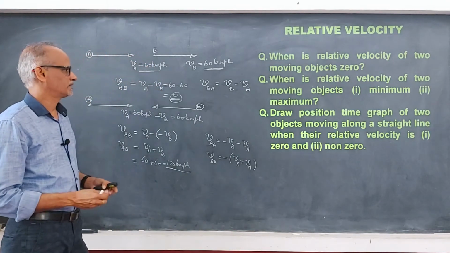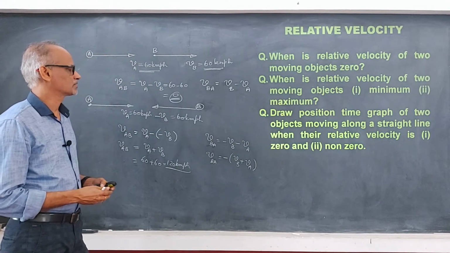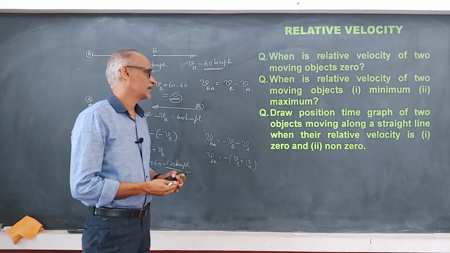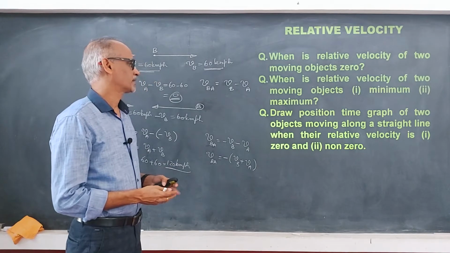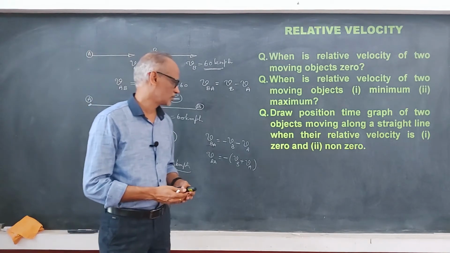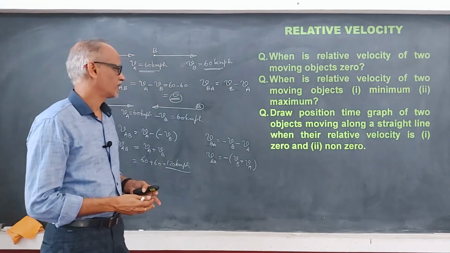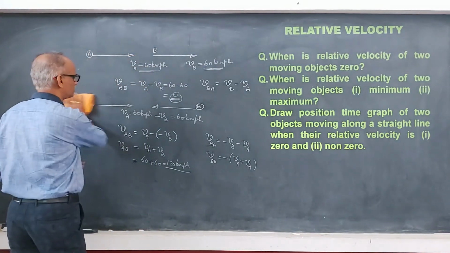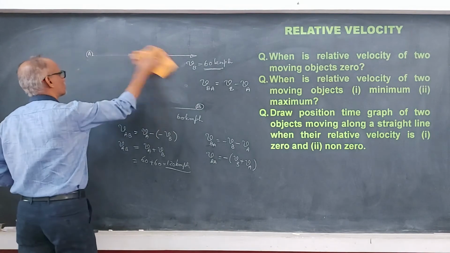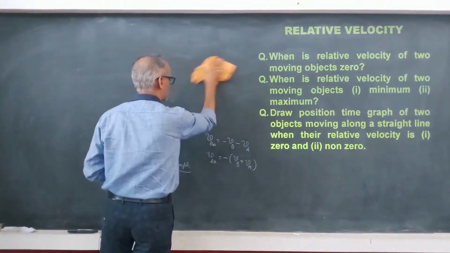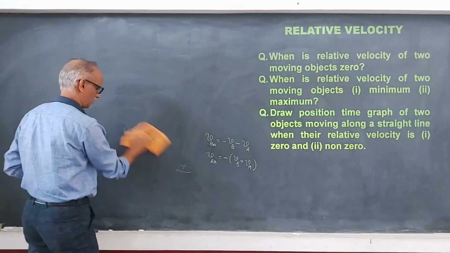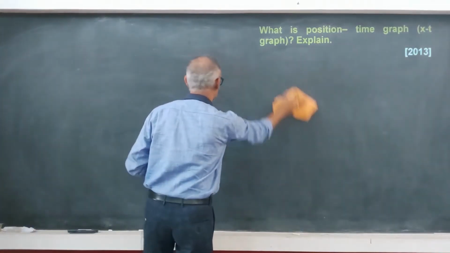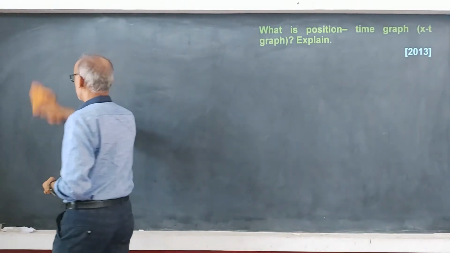So next we have something called position time graph. Draw position time graph of two objects moving along a straight line when their relative velocity is 0, that's option 1, and the second option when it is non-zero. Now to draw this particular graph, I am going to first explain what is a position time graph, and then I will come back to that particular question.